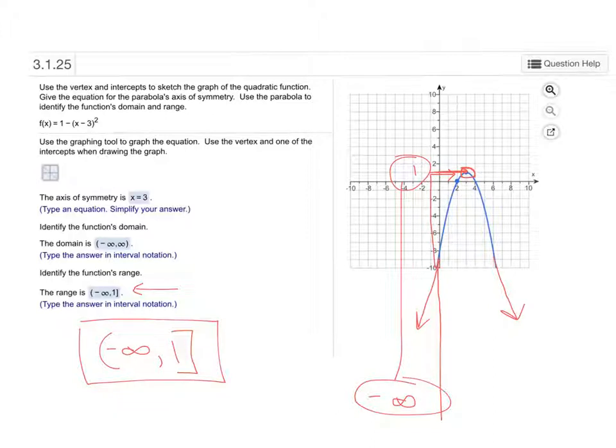Once you complete those parts and graph your parabola, then your problem is complete.